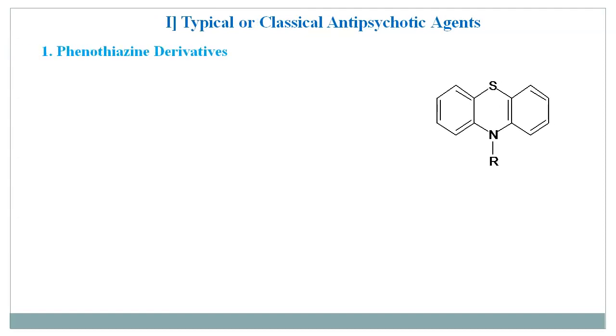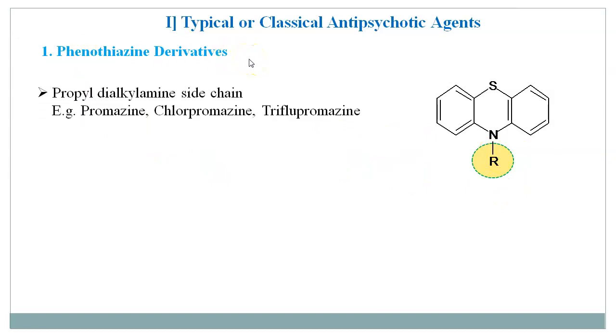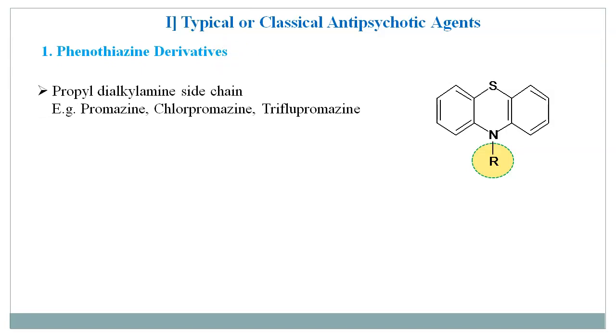First one is phenothiazine derivatives. Here is the phenothiazine ring and here is the R, meaning these depend upon the presence of the side chain on this phenothiazine ring. There is a further classification of these phenothiazine derivatives. The first class is propyl dialkyl amine side chain. Examples are promazine, chlorpromazine, triflupromazine.